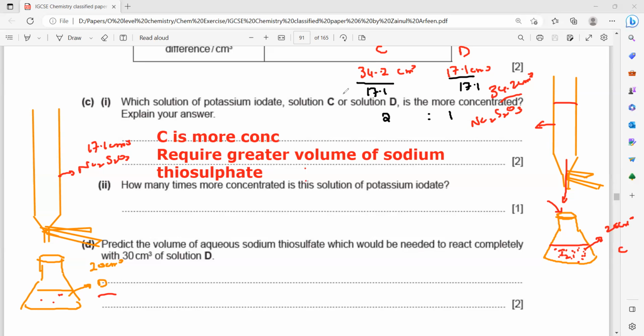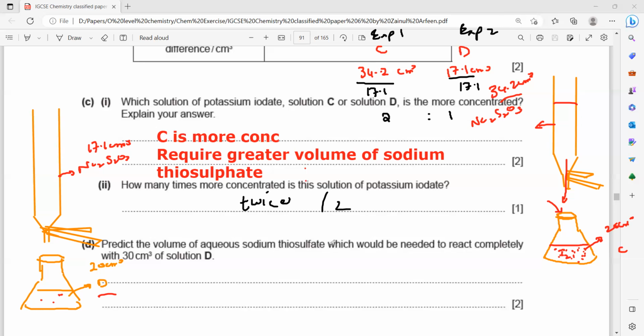You can mention that C was experiment one and D was experiment two. So the ratio you will mention for experiment one to experiment two is 2:1. If you mention 1:2 then it will be wrong. Why? Because then the ratio will be different. The ratio of experiment one to experiment two is 2:1. That's why. So how many times is it more concentrated? You will mention it twice or two times.